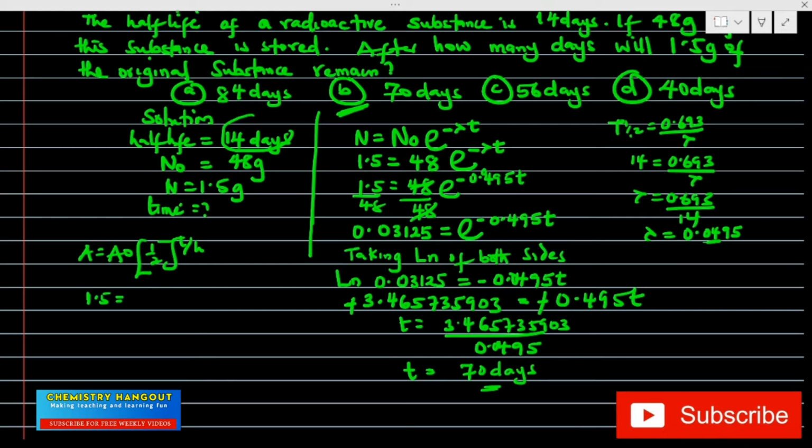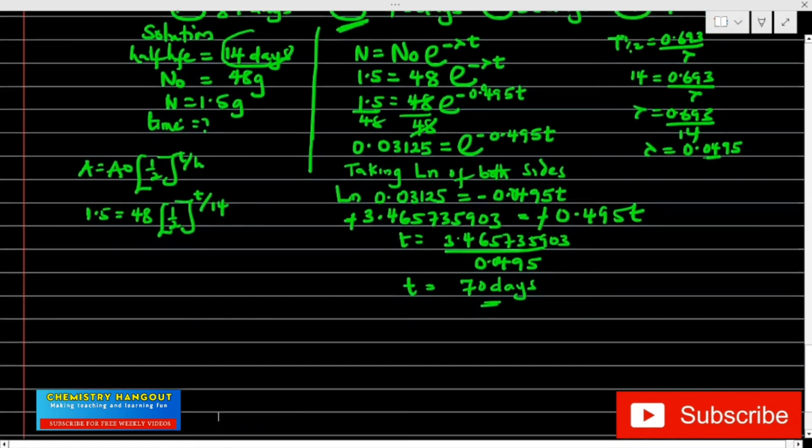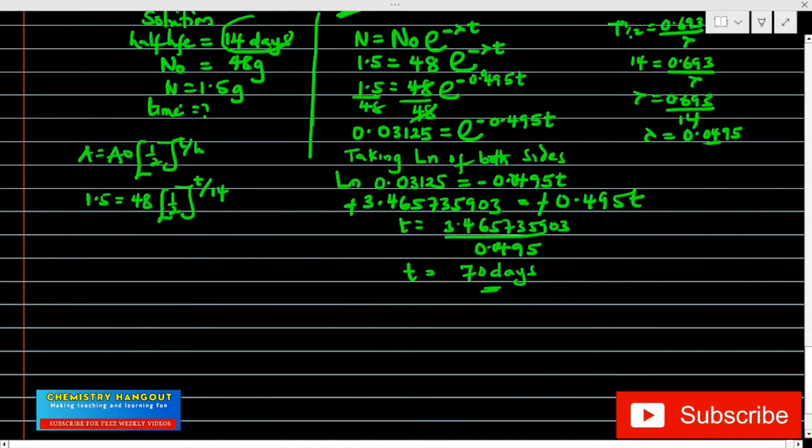What is our A naught? That's the amount we started with. That's 48. Then we have 1 over 2. We are looking for time, right? That will be T over what is our half-life? 14. Can you see? So from here, what do we do? We divide both sides by 48, like we did there. So if we divide both sides by 48, we are going to have what? This divided by 48, this divided by 48.